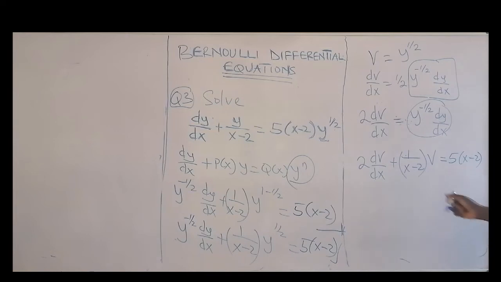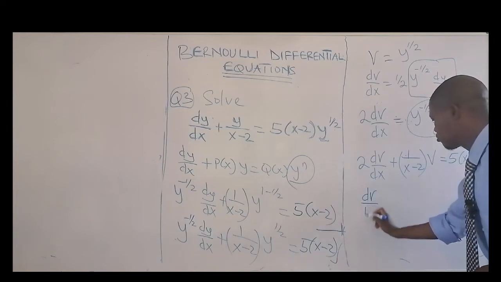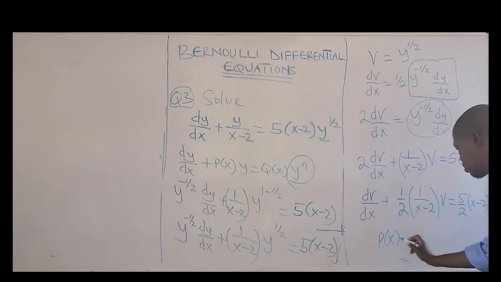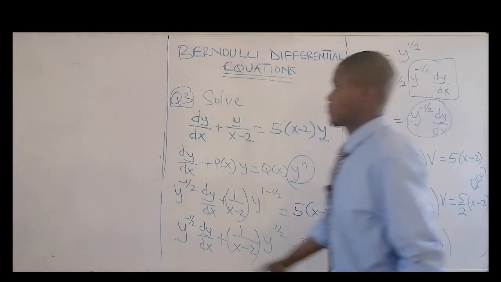Then we will now have dv/dx plus 1 over 2 (1 minus x minus 2) v equal to 5 over 2 into bracket what? x minus 2. So we now know our p of x, where p of x is equal to what? 1 over 2 into bracket what? 1 minus what? x minus 2. And q of x is this. This is our q of x.